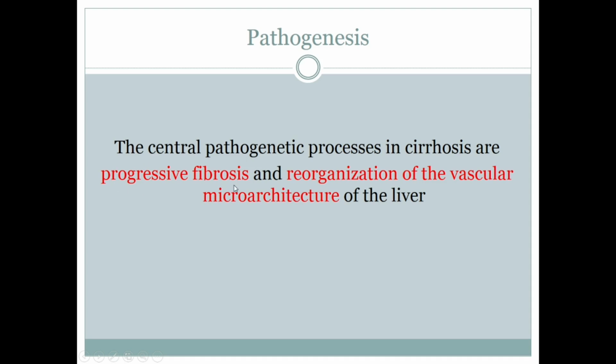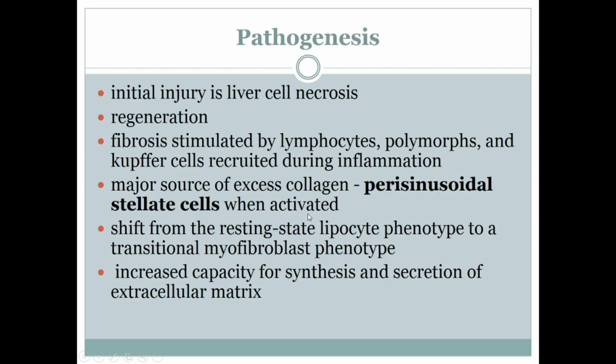Okay. So progressive fibrosis is not at all difficult to remember, and because of the fibrosis in the liver, obviously the architecture is totally transformed, and the vascular microarchitecture also will be transformed, and it has to be reorganized. Okay, so these are the 2 points I want you to remember: progressive fibrosis and reorganization of the vascular microarchitecture of the liver.